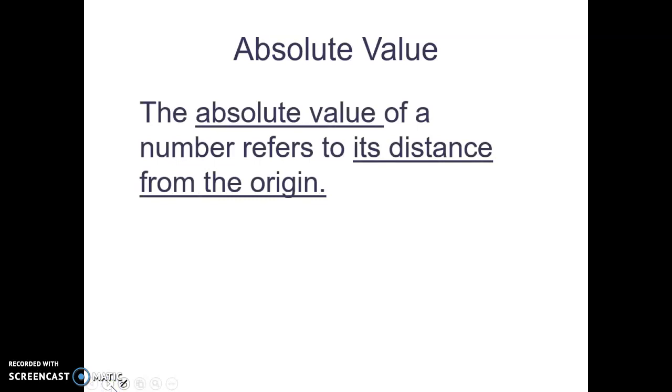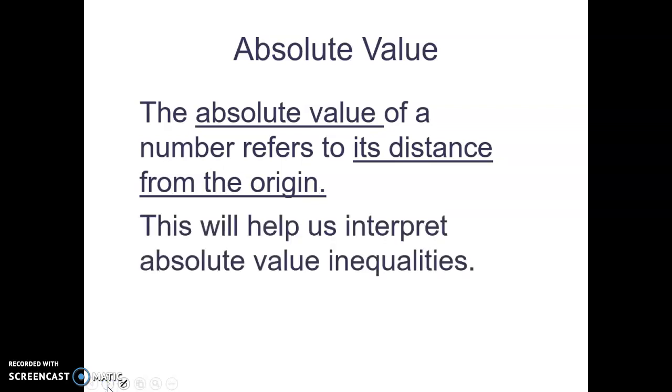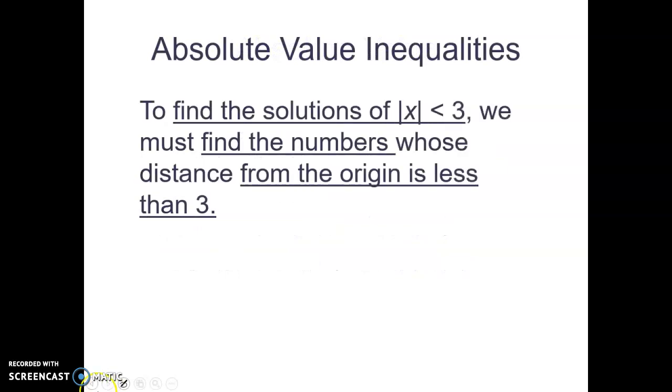So as a reminder, the absolute value of a number or an expression refers to its distance from the origin, being 0. We can change that origin. We looked at that last class. Basically it's distance. Absolute value is the distance away from a point, usually the origin. This is going to help us interpret absolute value inequalities if we remember that and keep that in the back of our minds. To find the solution of this inequality, absolute value of x is less than 3, we must find the numbers whose distance from the origin is less than 3.